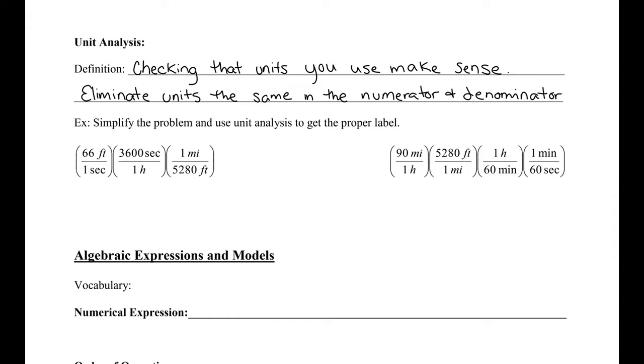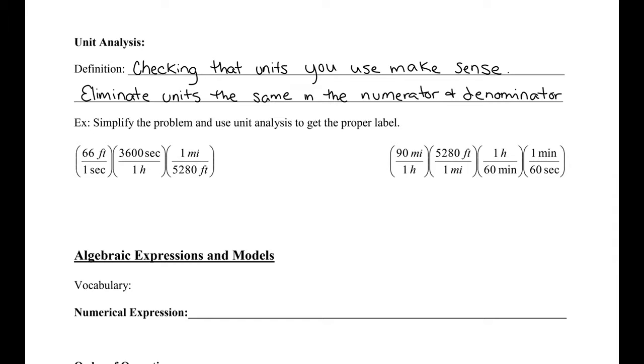The second page starts by talking about unit analysis. This is checking that the units you use make sense. To do this, you are going to eliminate the units that are the same in the numerator and the denominator. For example, we want to simplify the problem and use unit analysis to get the proper label.